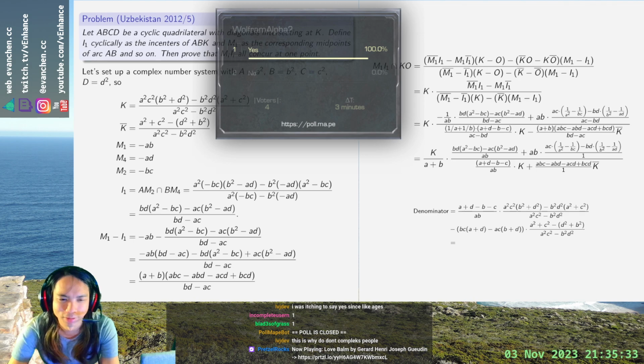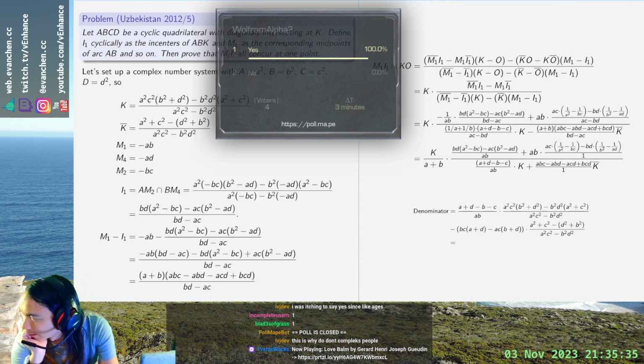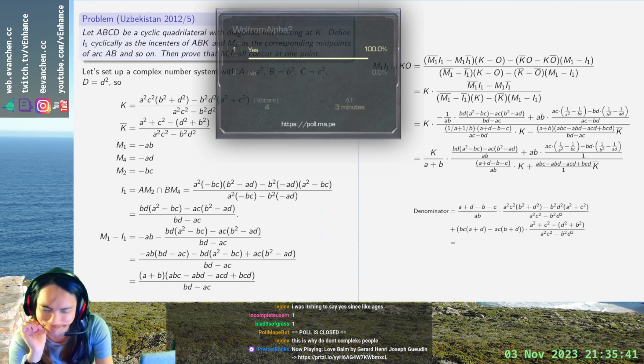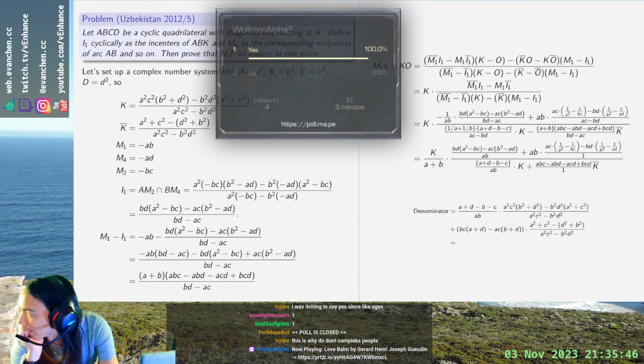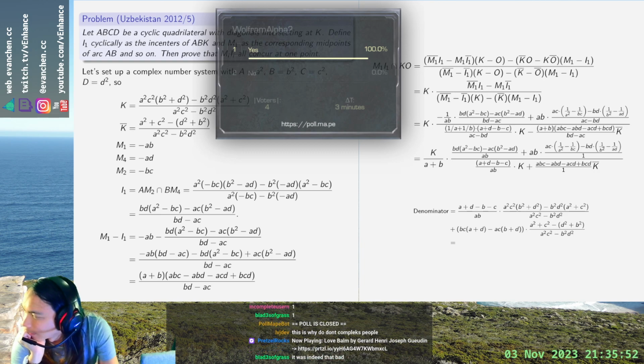This is why you don't complex bash. I don't know, I'm always too optimistic now. I'm just like, oh, this can't be that bad. And I'm like, oh no, I'm an old person. This is terrible. Alright, what did I screw up? Oh.